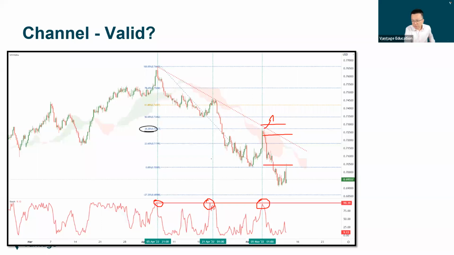All right, so a question here from Ari is, what's the best time frame to use the Ichimoku? Again, I would say 4 hours, 1 hour, right? 4 and 1 hour.